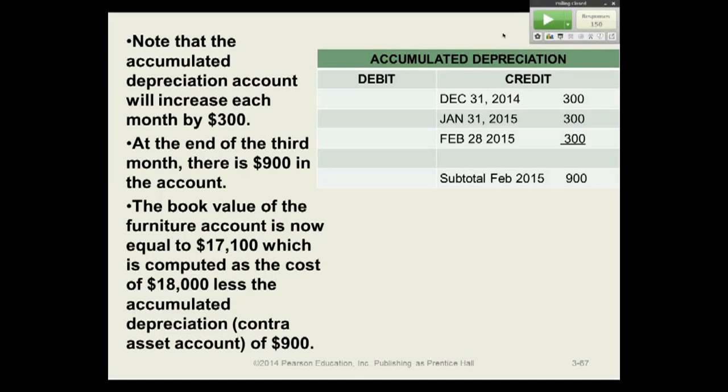Okay. All right, there was another question here, I think, or you got it? Okay. All right, so again, even though it has a credit balance, it is still part of the asset. So it's all together. You'd have to report these together.